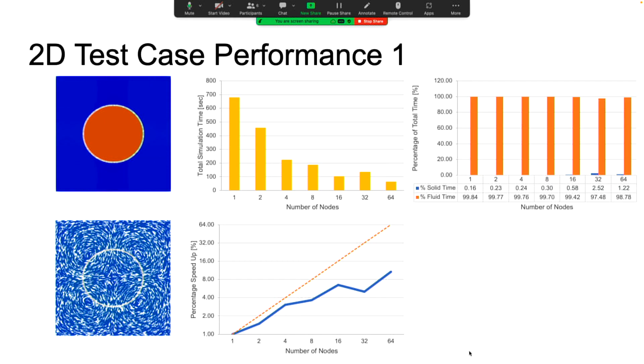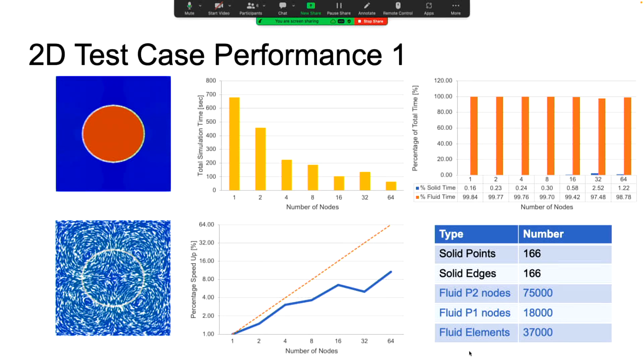And what we notice here on this figure is that the orange is the computational time of the fluid versus the blue, which is the computational time of the solid. The solid's computational time increases as we go to more nodes, and this is because I am broadcasting the solid, I'm not dividing it. And in this case, I had 166 solid points, which in comparison to the fluid, which had 75,000 P2 nodes or 18,000 P1 nodes, is small. So this is a small case.